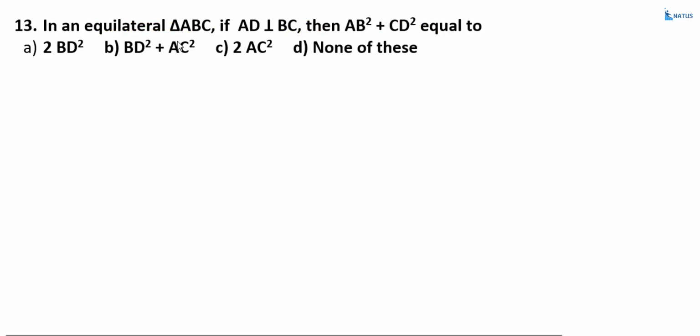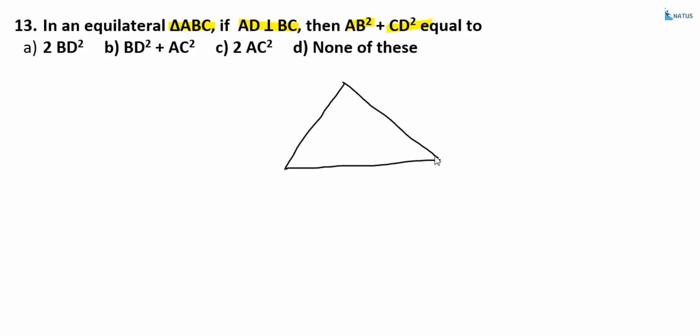Next example. In an equilateral triangle ABC, if AD is perpendicular to BC, then AB square plus CD square is. A very simple question. Suppose triangle ABC, this is A, this is B, and this is C. Suppose AD is perpendicular to BC. If I draw one line, this is an equilateral triangle, and this is D. What about this side? That is equal to A by 2, because this is a perpendicular bisector in an equilateral triangle.